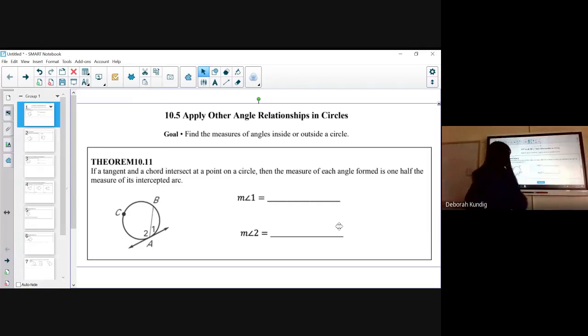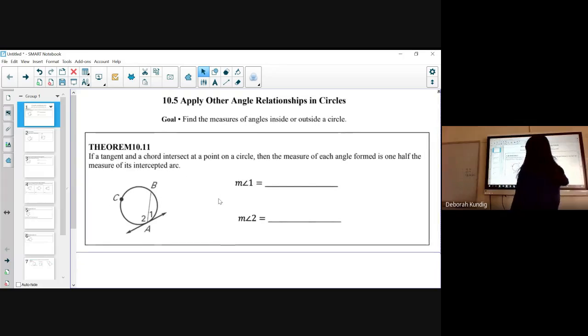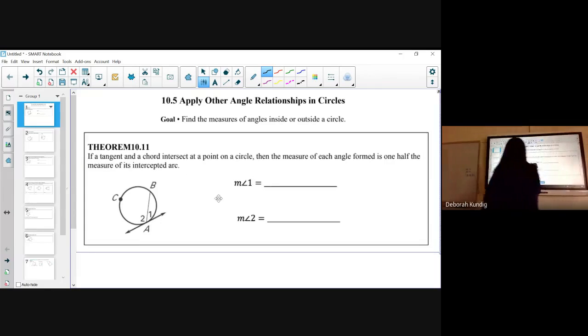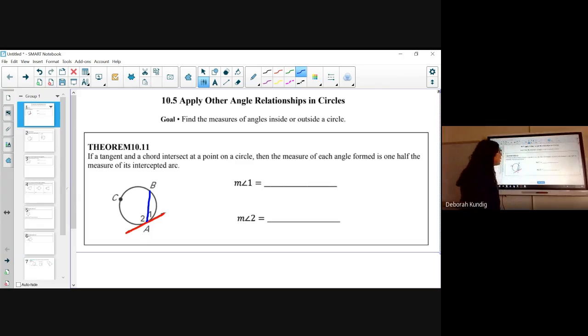All right, so if a tangent and a chord intersect at a point on a circle, so they intersect at A, then the measure of each angle formed is 1/2 the measure of its intercepted arc. And all that means, and again, the arc is always bigger. This is similar to 10.4.